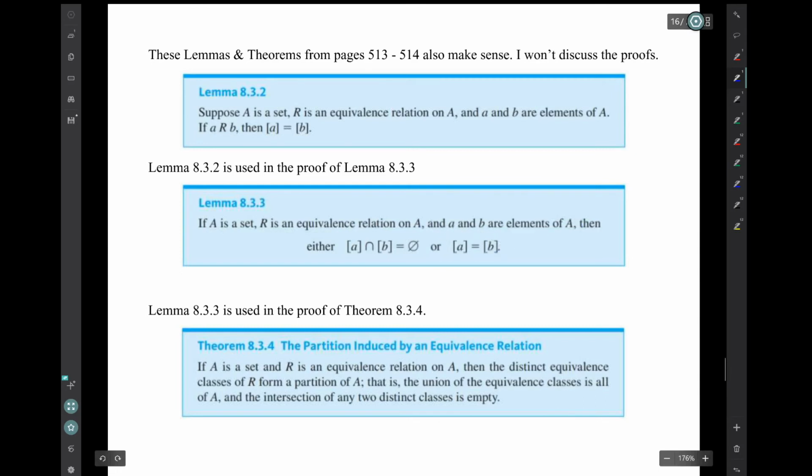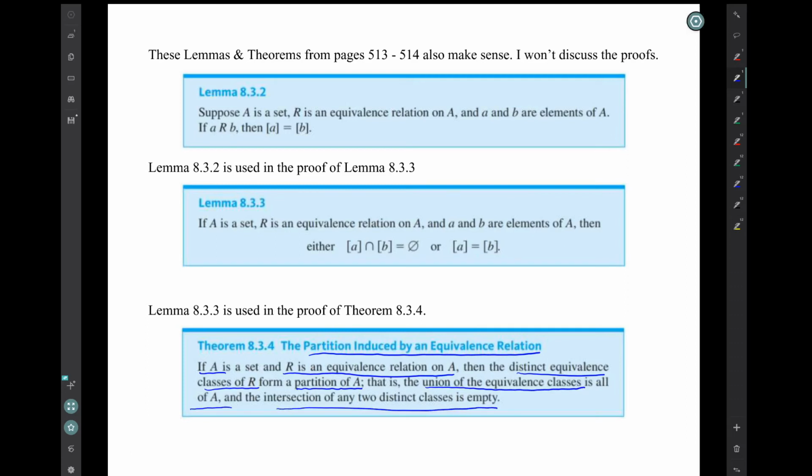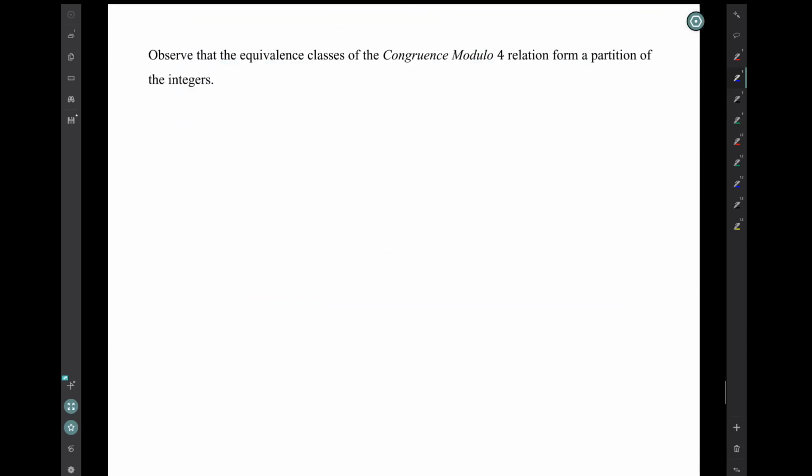Well, that lemma is used in a proof of this cool theorem, the theorem about the partition induced by an equivalence relation. The theorem says this: if you have a set A and you have an equivalence relation on A, then the distinct equivalence classes of that equivalence relation form a partition of the set A. That is, the union of all the equivalence classes is all of A, and the intersection of any two distinct equivalence classes is the empty set. So let's think about the equivalence classes of the congruence modulo 4 relation.